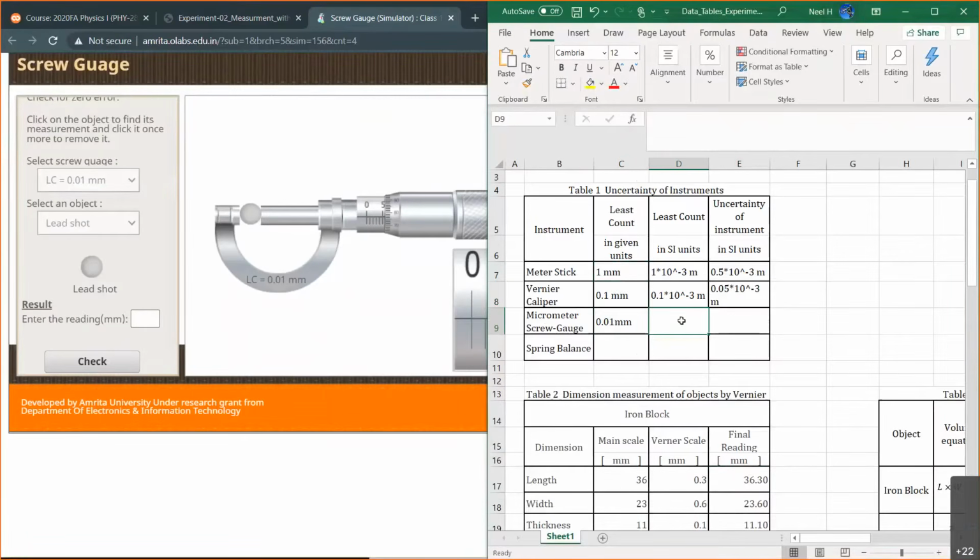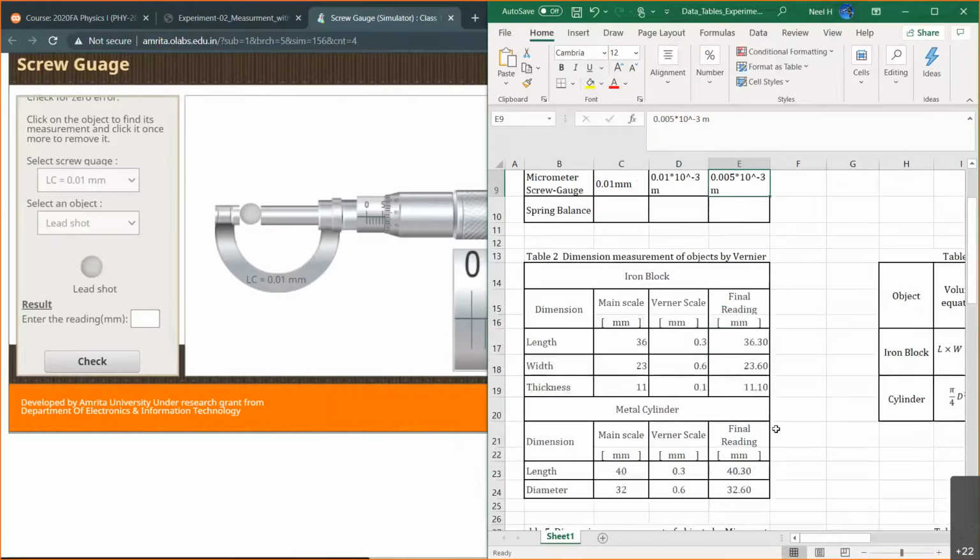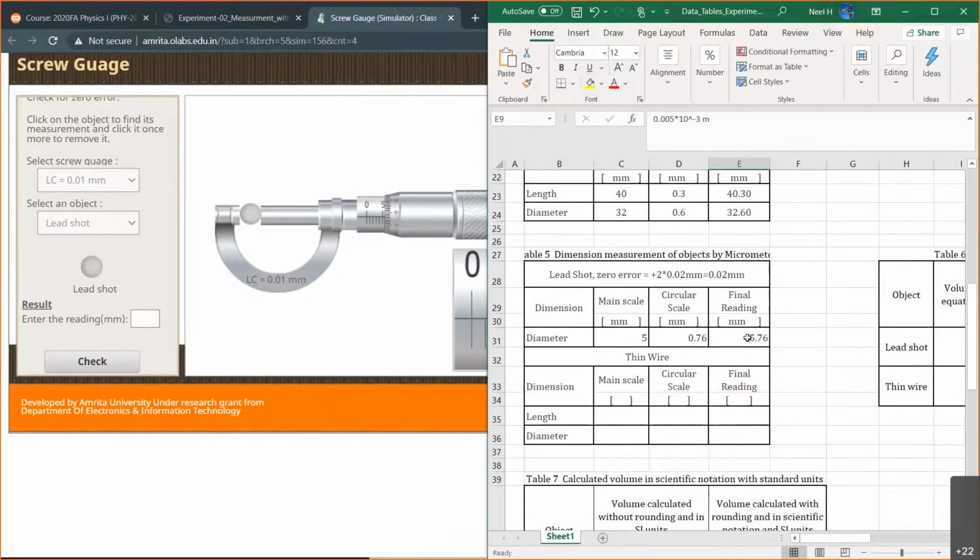Accuracy increases as you go downward, right? Now the least count in SI units is 0.01 times 10 to the power minus 3 meters. Uncertainty in SI units is half the least count, which means 0.005 times 10 to the power minus 3 meters. Now you can see immediately, if I want to report any measurement on the micrometer screw gauge, I have to report down to 3 decimal places in millimeters. So this reading is not accurate now. I read only down to 2, but technically I can represent the uncertainty of the instrument.